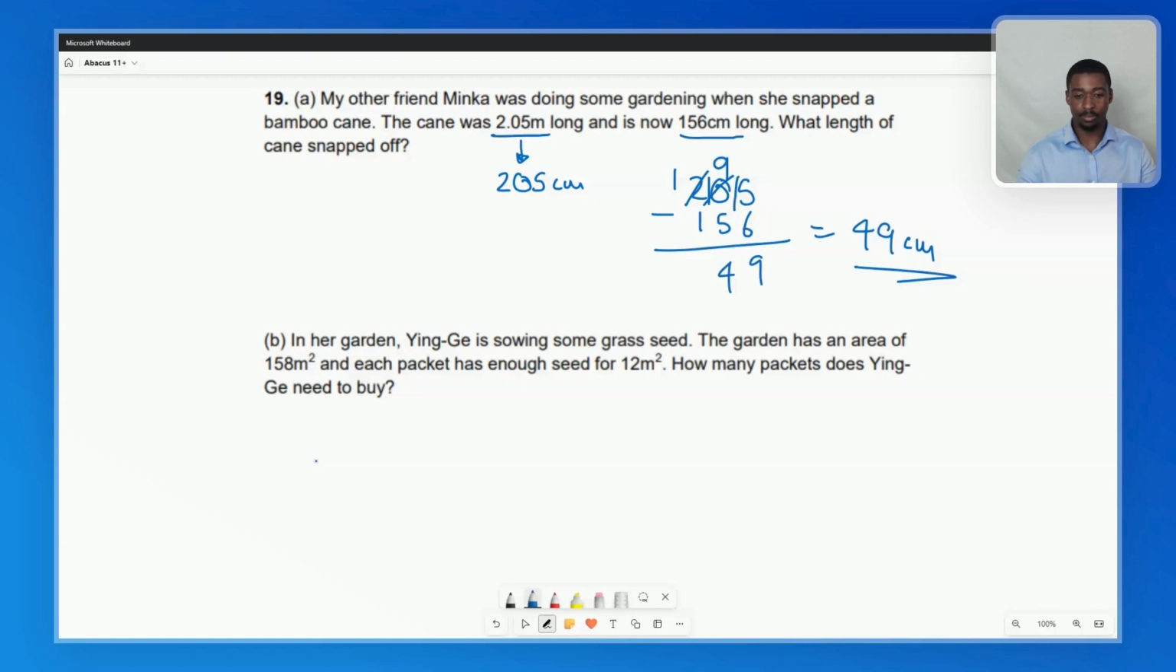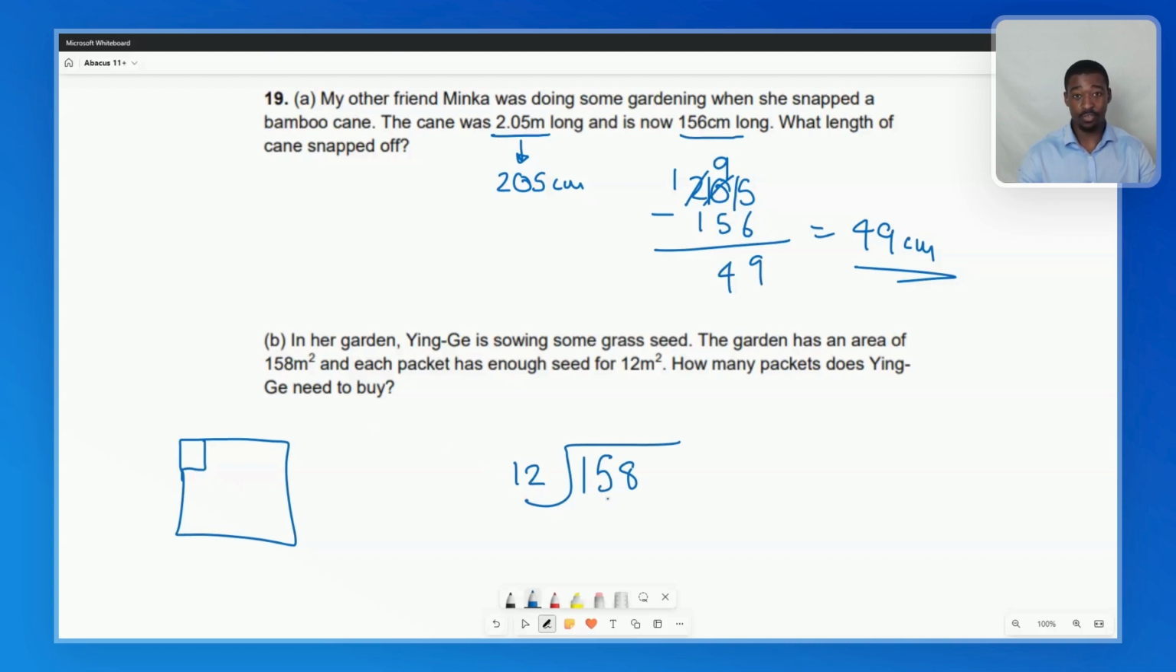And now for part B, we're told that in her garden, she's sowing some grass seed, and the whole garden has an area of 158 meters squared. Each packet is only enough to cover 12 meters squared. So we need to work out how many packets she needs to buy. So here it's simple division. We have 158 divided by 12.